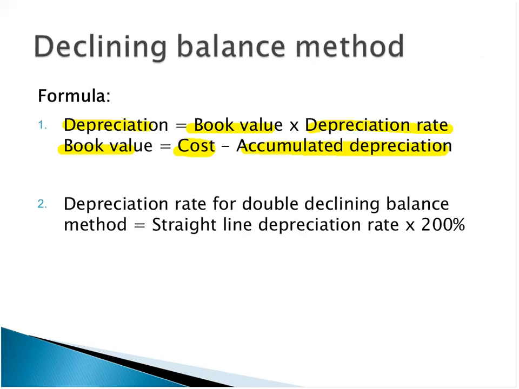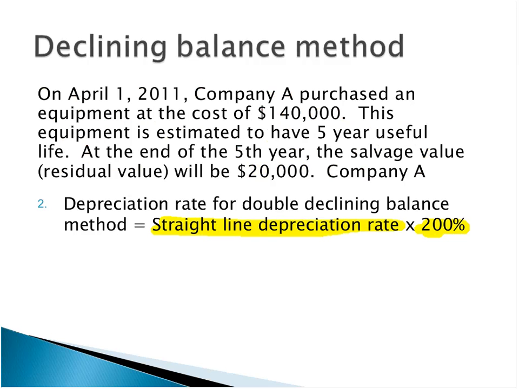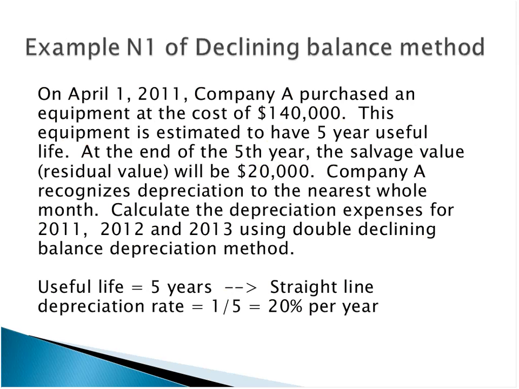The second kind of formula, used in the double declining balance method, is to take the straight line depreciation rate, which is used in straight line depreciation, and multiply by 200%. So the depreciation rate in the double declining balance would be 2 times more than in the straight line. Okay. We will show you that in example 1.